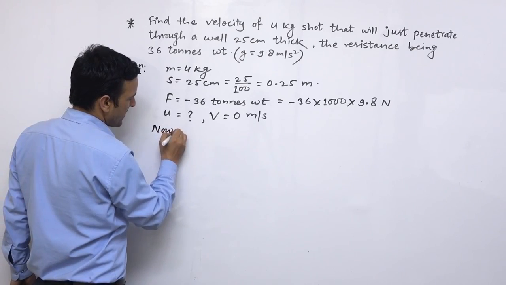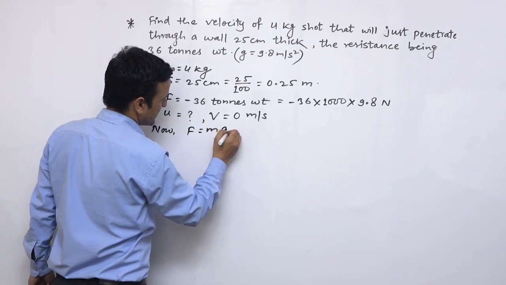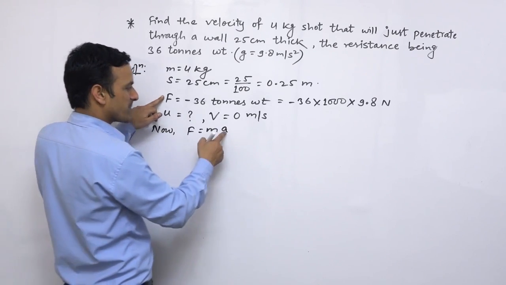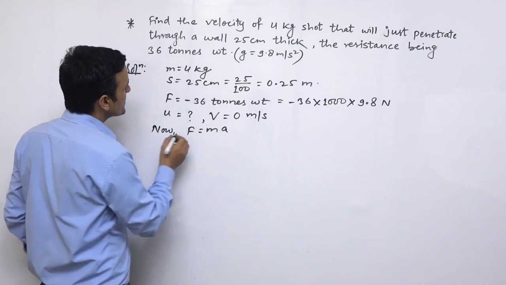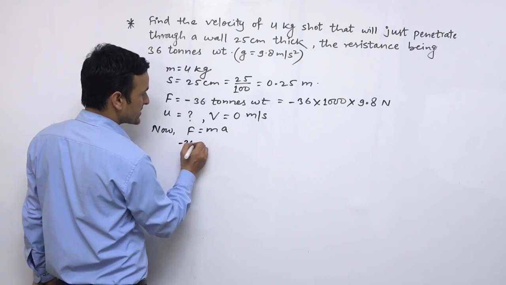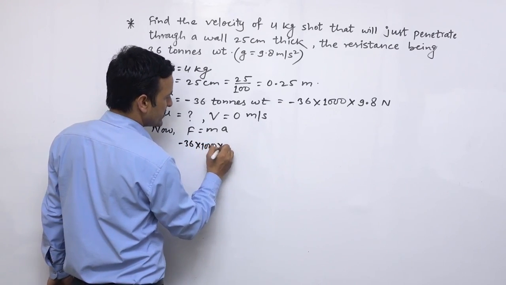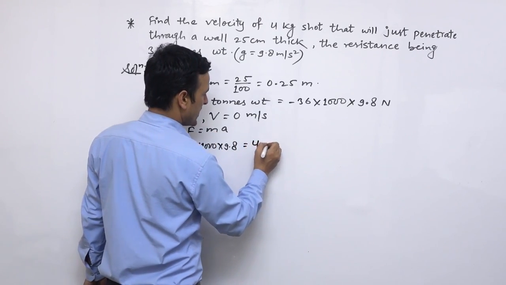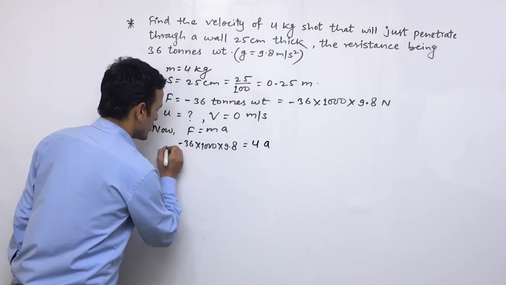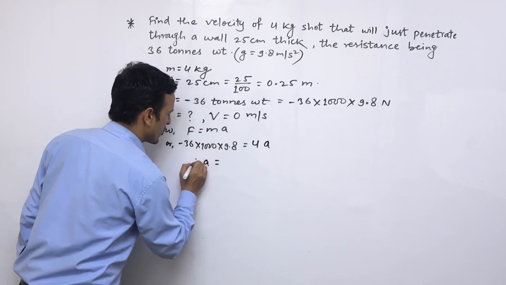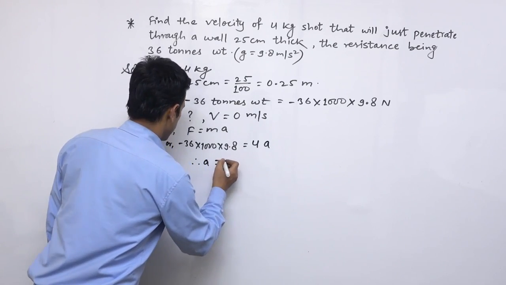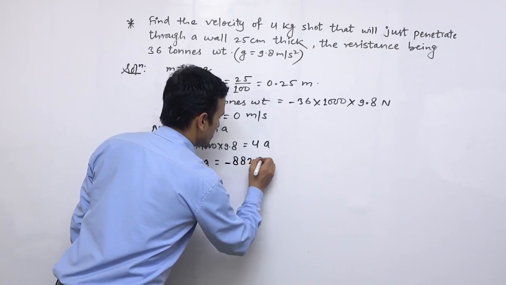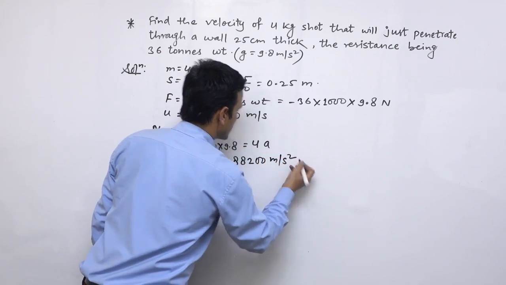Now F is equal to ma. This is our formula. So we have F and m. So let's find the value of a. So F is equal to minus 36 into 1000 into 9.8 and mass is equal to 4 and a is unknown. So if you solve it, then a is equal to what? And it will be minus 88200 meter per second square.